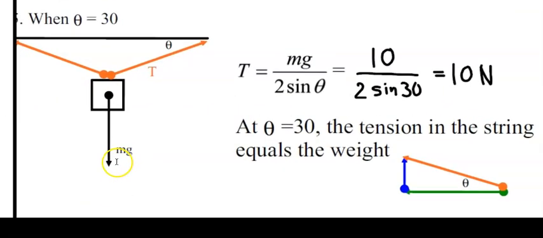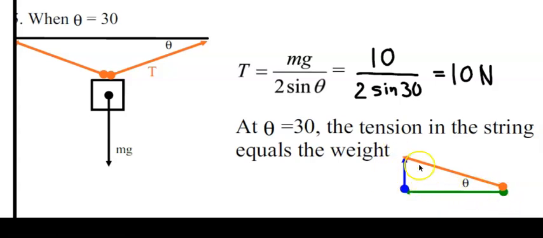Here we have a very interesting situation. At 30 degrees, mg over 2 sine theta, mg over 2 sine 30. The sine of 30 is 1/2. 2 times 1/2 is 1. At 30 degrees, you have to pull along the orange tension direction with the same weight as the box in each cable. So you're pulling with 10 newtons in each cable to hold up 10 newtons because, again, you have foreshortened the vertical component and elongated the horizontal component.